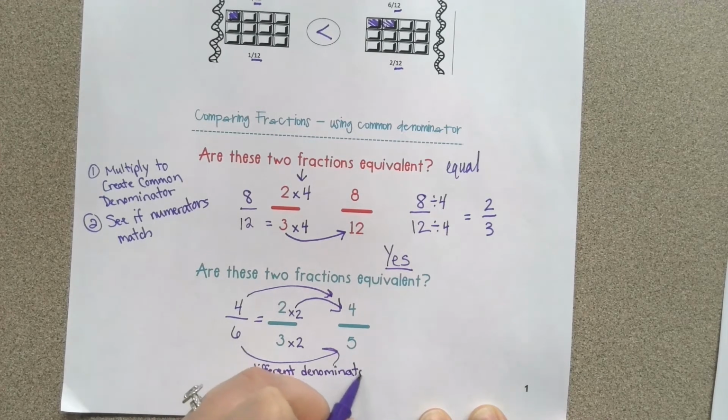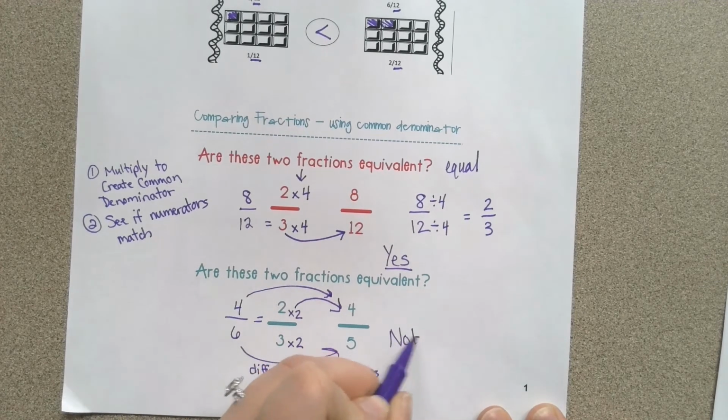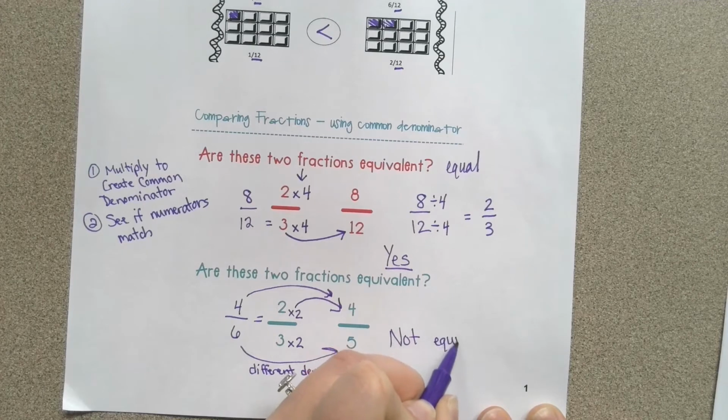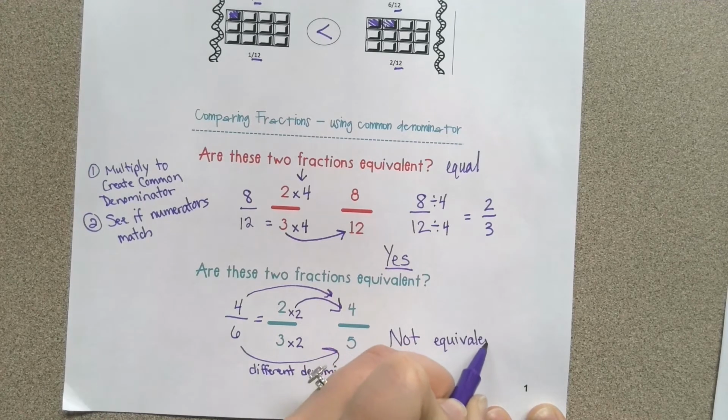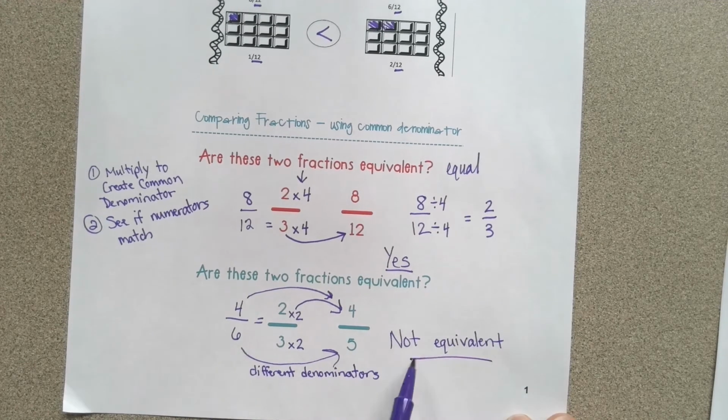So what that means is they are not equivalent. Because when we treated them both the same by multiplying both the numerator and denominator by the same thing, the numerators matched, but the denominators didn't. So they are not equivalent.